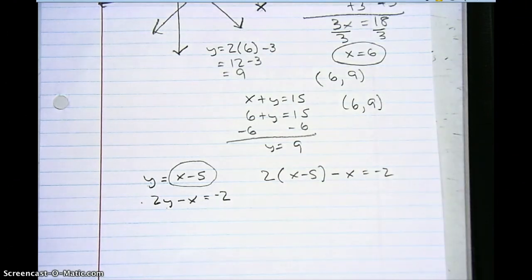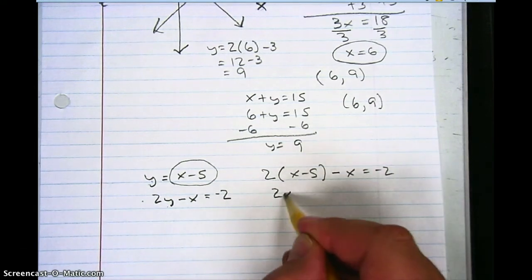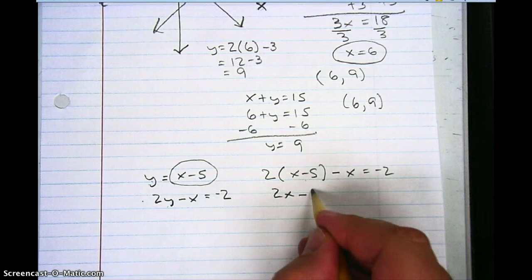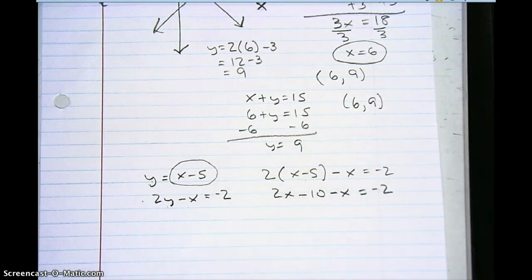Okay, if I have something like that, I have to use the distributive property first. I've got to distribute the 2 through the parentheses. So 2 times x is 2x. 2 times negative 5 is minus 10. Minus x equals negative 2.